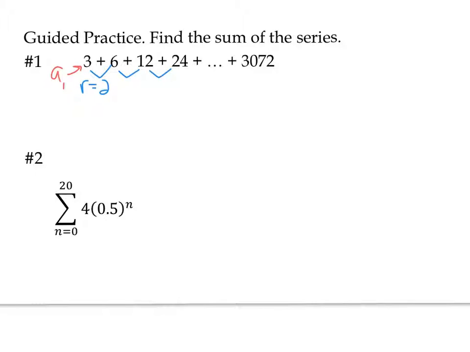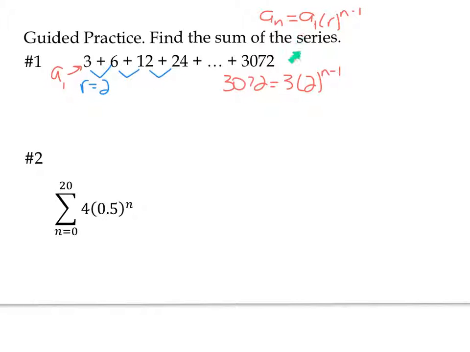So how are we going to find the number of terms? Well, we're going to use that last term that we see there, the 3072. 3072 is equal to 3 times 2 to the n minus 1. How did I get that? That's going back to a sub n equals a sub 1 times r to the n minus 1. That's how we could find any term in a geometric sequence. When we were working with sequences, the lists of numbers, we could use this to find any term.